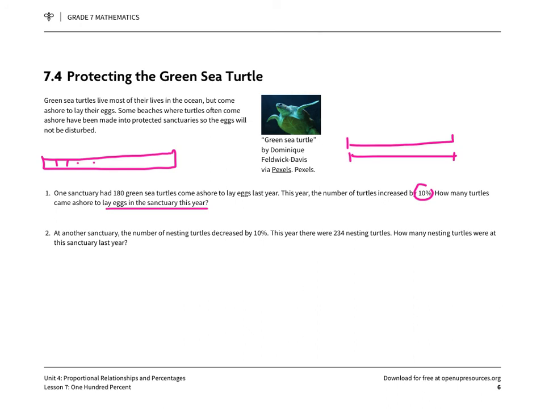And number 2, at another sanctuary, the number of nesting turtles decreased by 10%. This year, there were 234 nesting turtles. How many nesting turtles were there at the sanctuary last year? This one's a little tricky. Give that one your best shot as well. And if I forget someone, please remind me in class to go over these last couple of pages. Okay, important stuff. And then I want you to try some practice problems, and we will talk on Thursday.